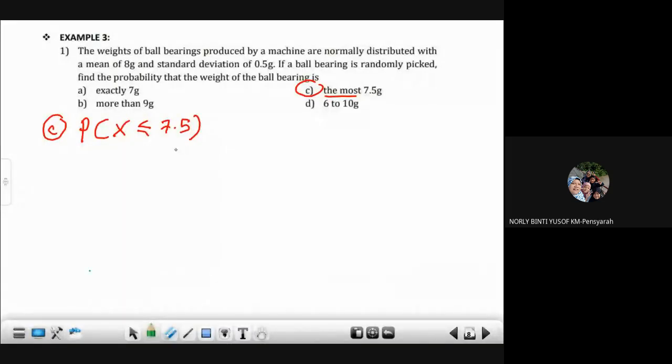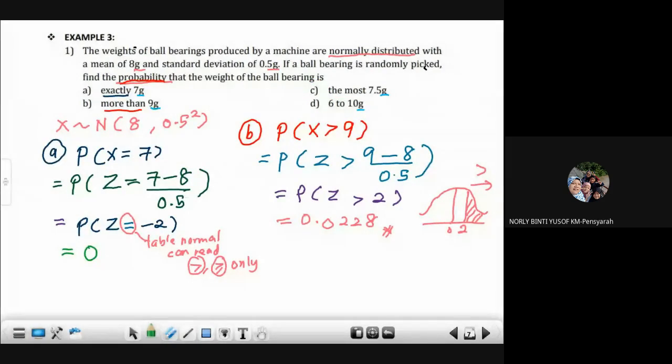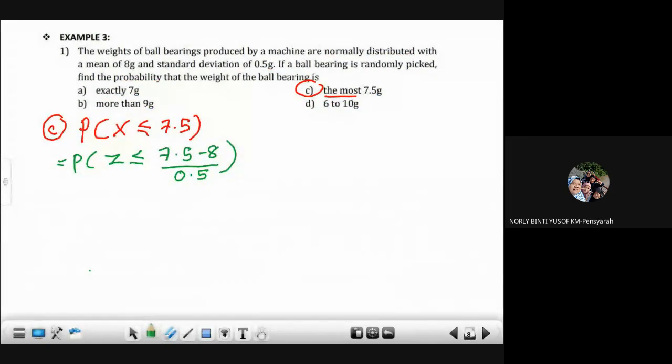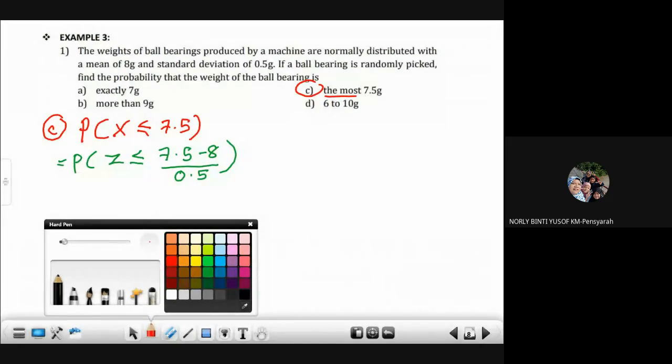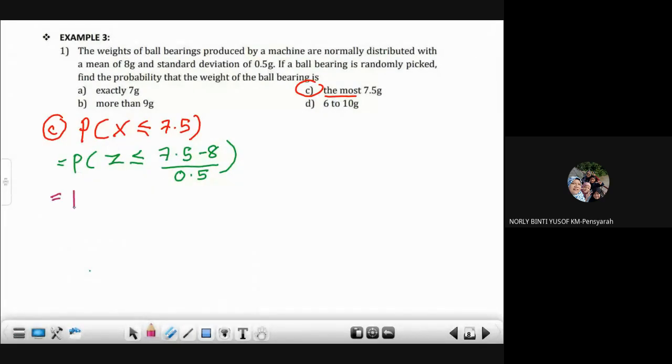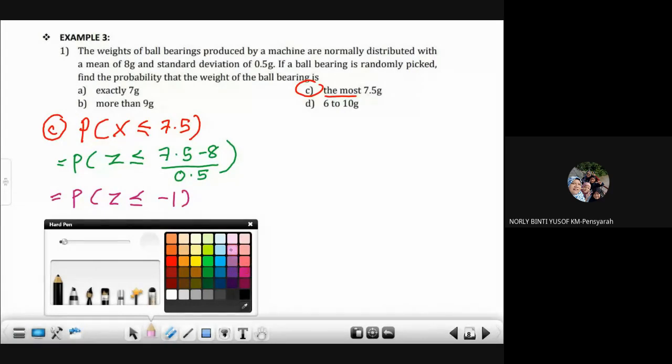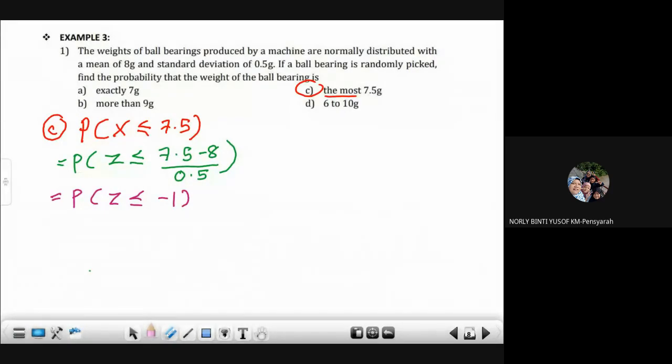So kita akan standardize score Z dia. So Z, 7.5 minus 8 over 0.5. Macam tadilah distribution. So kita standardize, kita simplify. Kita akan dapat Z lesser or equals to negative 1. Okay. Dan kita draw lah shape dia sebab simbol dia lesser or equivalent kan. Kita tak boleh terus baca table kan. Dan Z dia pun memang negatif pun.